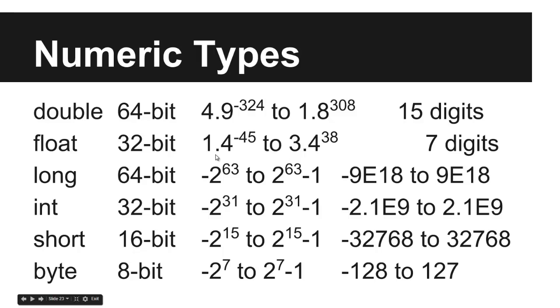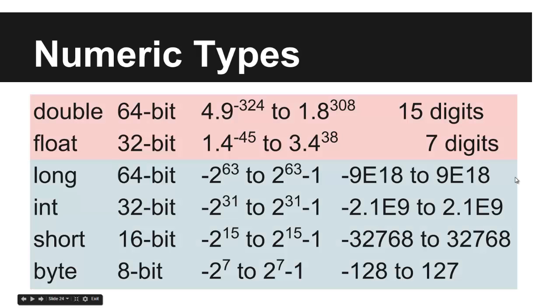We have a float, which can represent somewhere between almost 0, that 1.4 to the negative 45th, to a very large number. That'll be a 3.4 followed by 37 zeros, give or take. That's accurate out to 7 digits. And then the double, which is accurate out to 15 digits. The parts in red, up here, those are your floating point types. Those will give you things that are decimals.